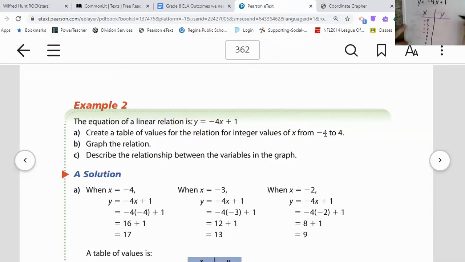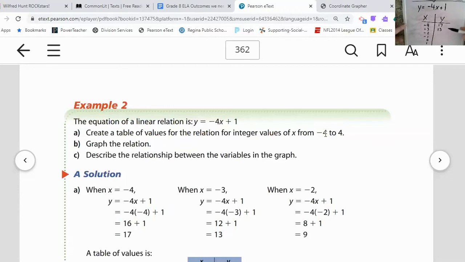So take a look up here, -4. In this case, we're going to substitute -4 in for this x. So we have -4 times -4. Well, we know negative times negative is positive, so 4 times 4 is 16, plus 1 equals 17. So we just keep going. -3 in for x, -3 times -4. That's positive 12, plus 1 is 13.